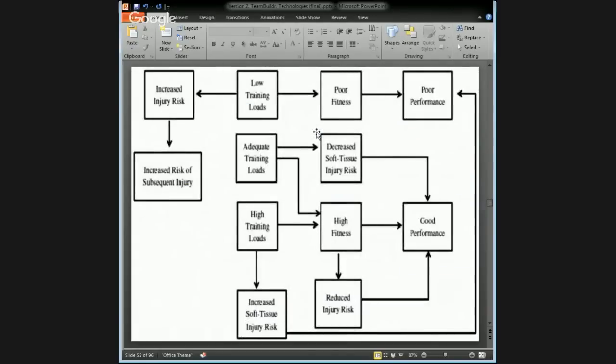This is the acute chronic workload paradox. We want our athletes to have adequate training loads so that we decrease soft tissue injury risk and have good performance. High training loads aren't bad if they're programmed out and slowly built over time, because a high level of fitness reduces injury risk and also gives good performance. However, with high training loads done too quickly, where the acute chronic workload ratio is above 1.5, if we accelerate and elevate distances or player load too quickly, that's where the increased soft tissue risk comes, and then obviously that affects performance and so forth.